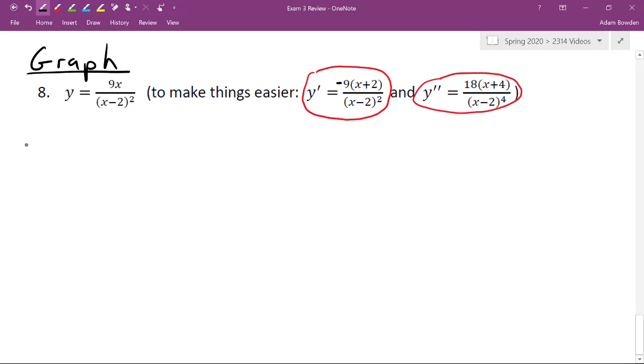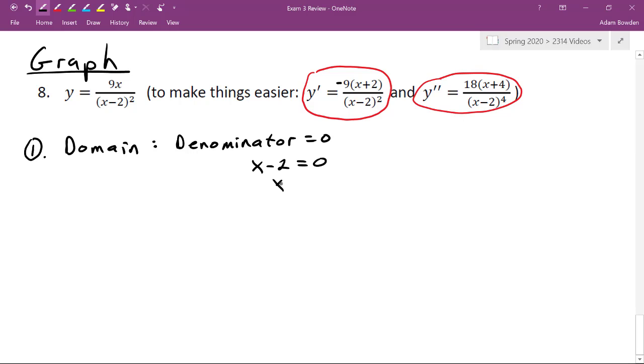So I'll go ahead and have those there, and the first thing I'm going to do is find the domain of this function. To find the domain, we have to look at where the denominator is equal to 0. So that means x minus 2 equals 0, so x equals 2 is not in the domain. So our domain is everything from negative infinity to 2 and everything from 2 off to infinity. What we want to keep in mind is that 2 is not in the domain if it does show up later on.